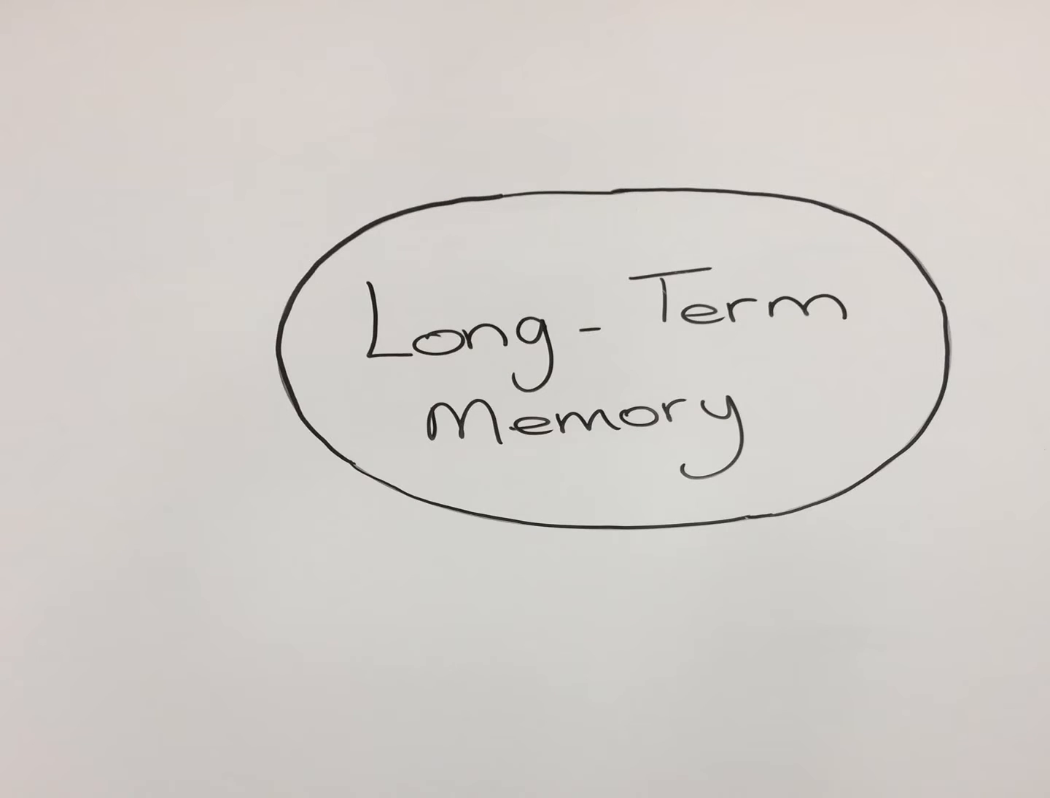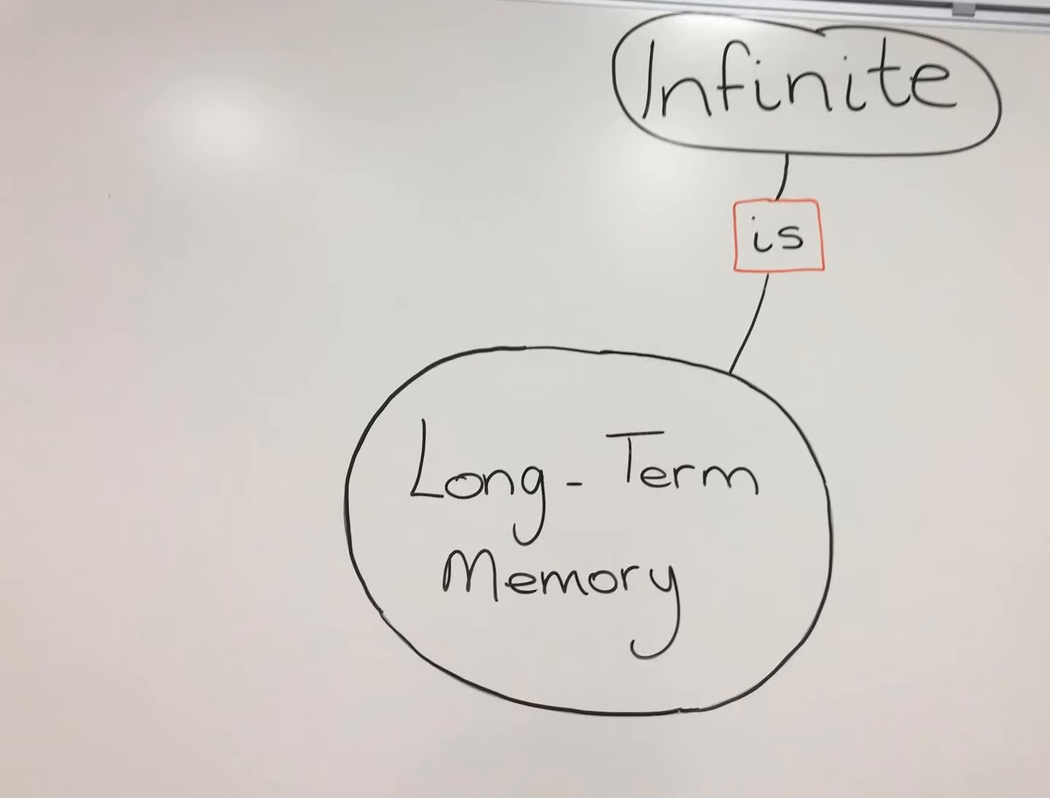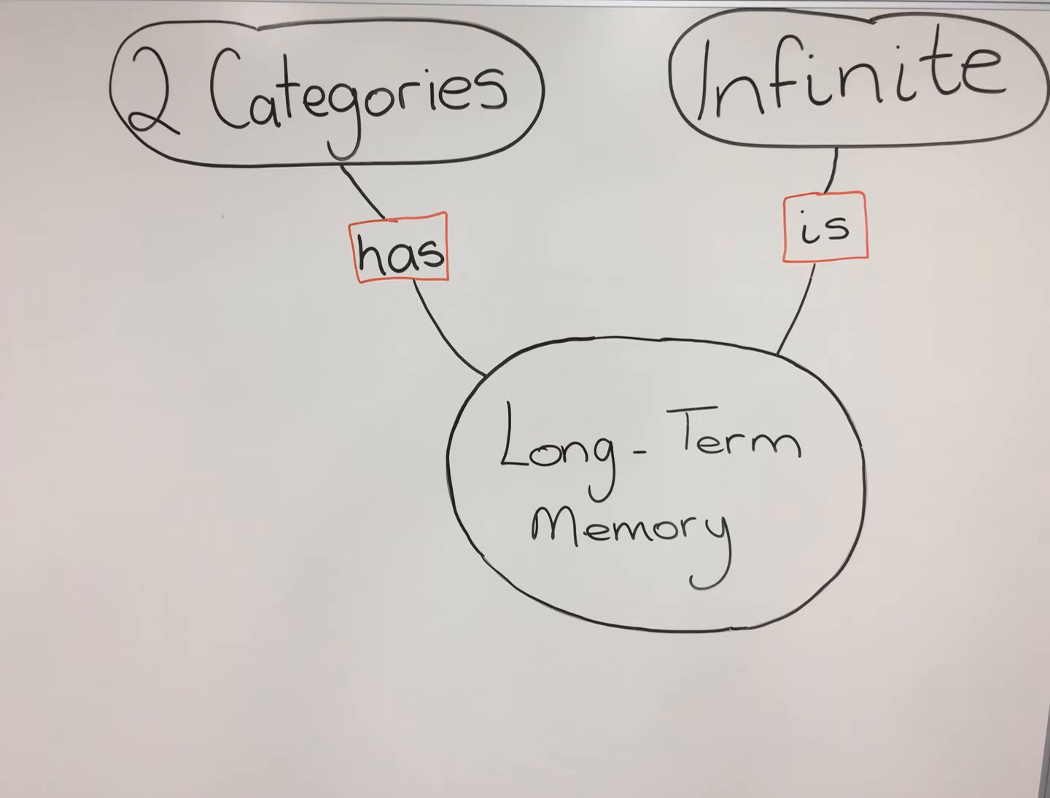Now, let's take a look at long-term memory. The amount of information that we can hold in long-term memory is thought to be infinite. This is in contrast to short-term memory, which can only hold between 5 and 9 items for 20 to 30 seconds. Long-term memory is accessed in 3 different ways, through recall, recognition, and relearning. Long-term memory has 2 categories.